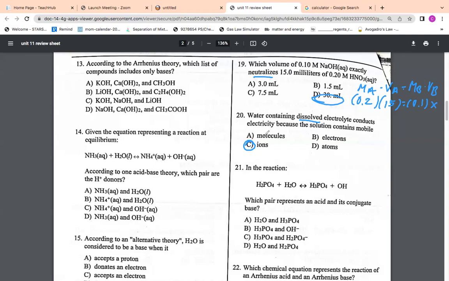Number 21, which pair represents an acid and its conjugate base? So again, I'm going to color code. I know this belongs with this, and this belongs with this. And also notice that the arrow is double-headed, so it can go either way. So all you really have to do for these sorts of questions is just look for the pairs. Do they give you this pair as an option, or are they giving you this pair as an option? And upon looking at our choices, A is not a match, B is not a match. However, C is our match. So we're going to want to go with C. D doesn't match up. Okay. That is the trick for those sorts of questions.